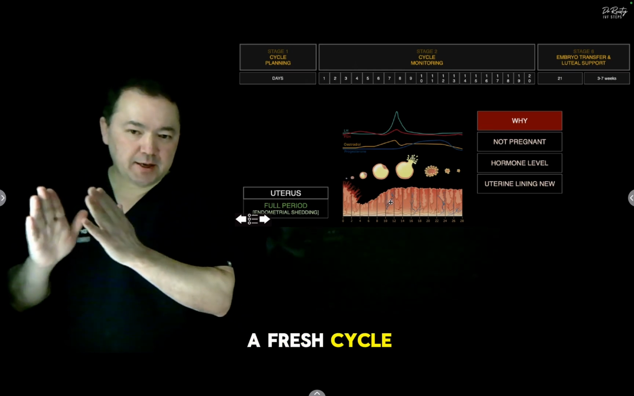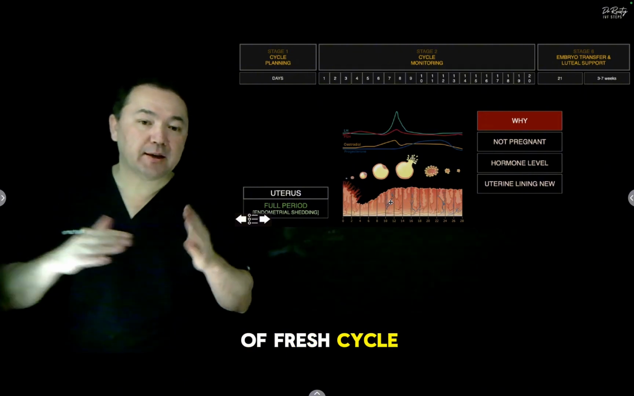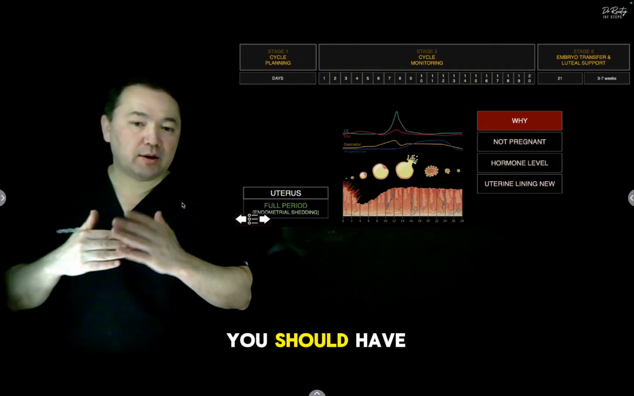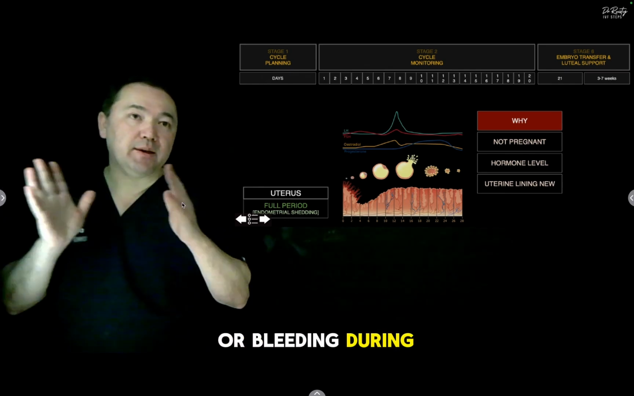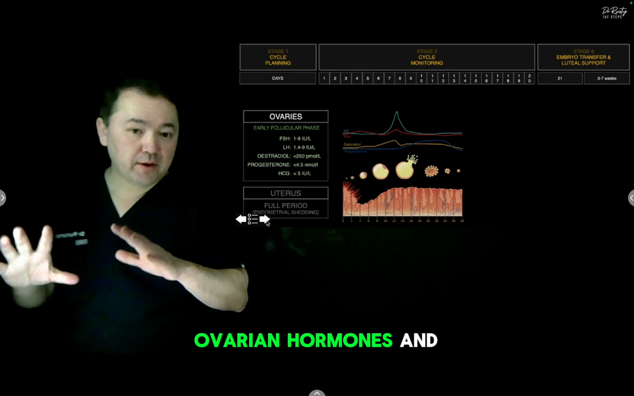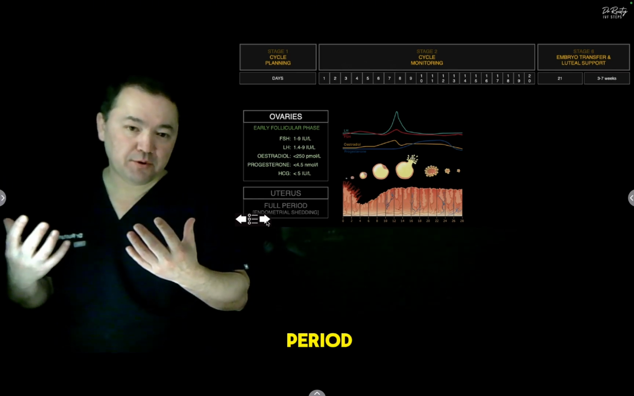If you did a fresh cycle and if you're doing a back-to-back frozen cycle, on the back of the fresh cycle your menstrual period may come a little bit early. That's normal. Otherwise you should have a menstrual period or bleeding during the expected time. And also your baseline ovarian hormones and pituitary hormones should show that actually that's a menstrual period.